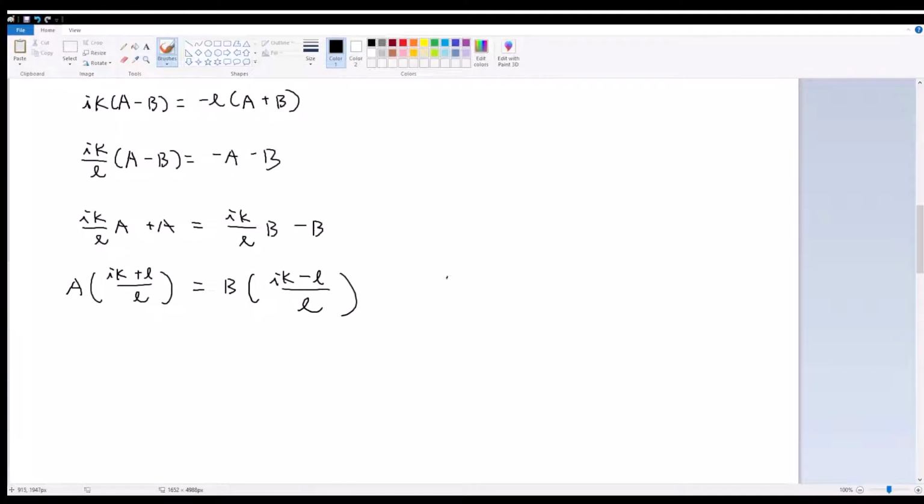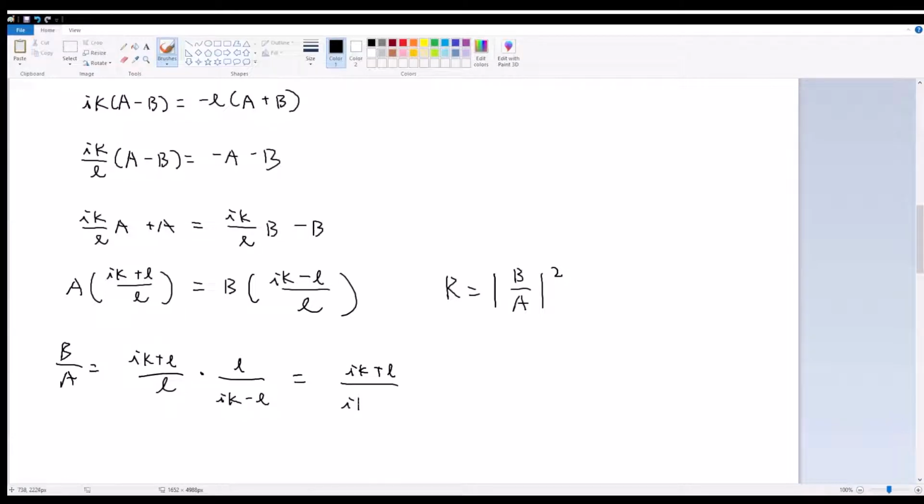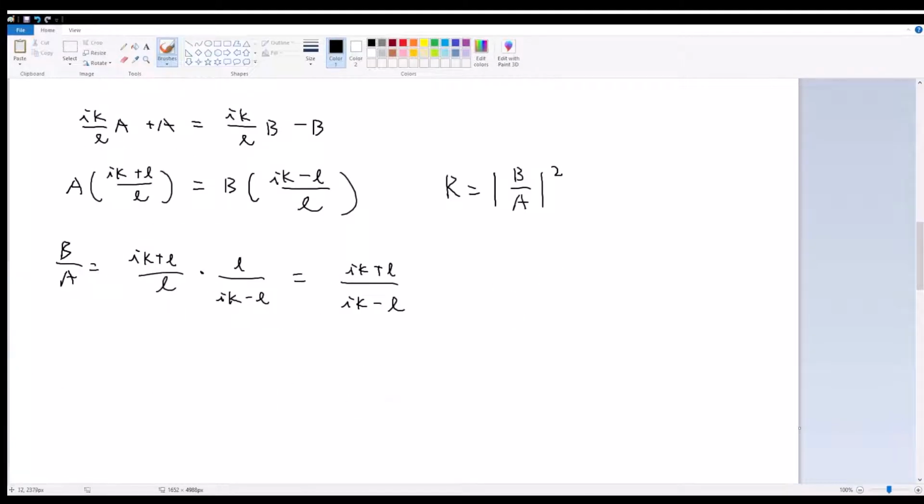Next, recognize that the reflection coefficient is the magnitude squared of B over A. So we start by getting B over A. B over A is going to equal (ik plus L) over L multiplied by, moving this over to that side, L over (ik minus L), and this is going to result in (ik plus L) over (ik minus L). If we then take the magnitude squared of this, recognize that this is actually equal to (L plus ik) over (negative L plus ik).